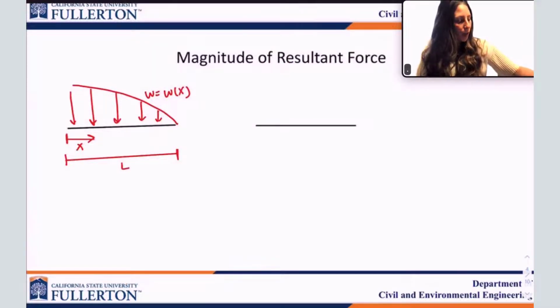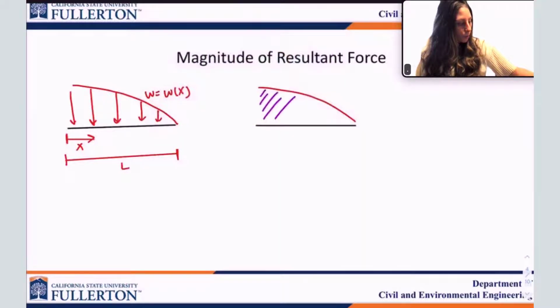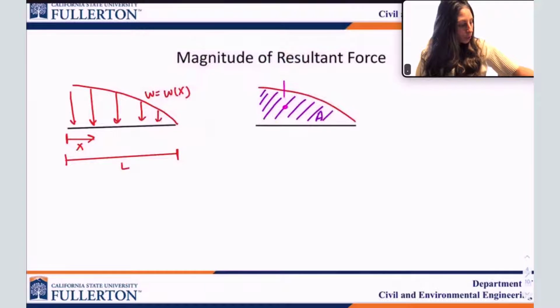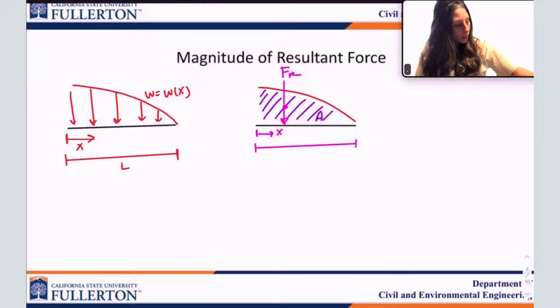So if I have the same beam and I have this distributed load, everything under this distributed load is defined by some area. There's some area here. And I have the resultant force, which acts at some point, right? We don't know what that point is just yet. But we have this resultant that acts through the centroid of this area. And we also are measuring from point X, and the entire length of the element is still L.